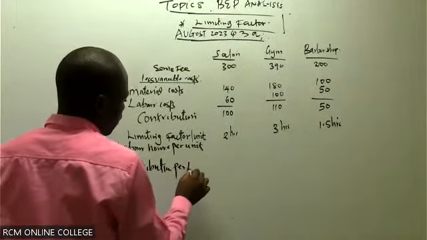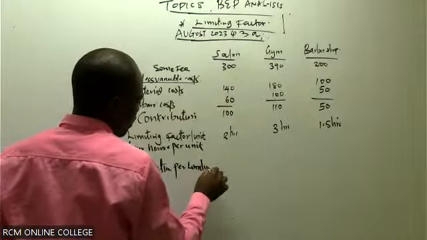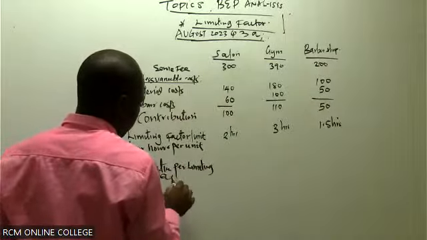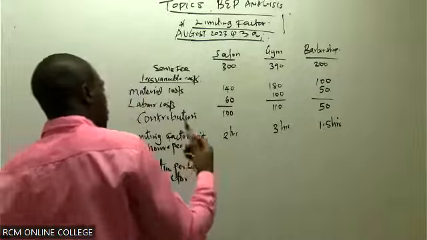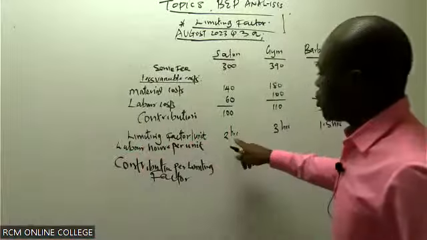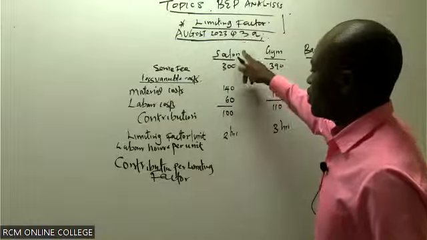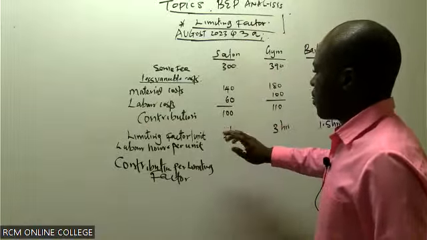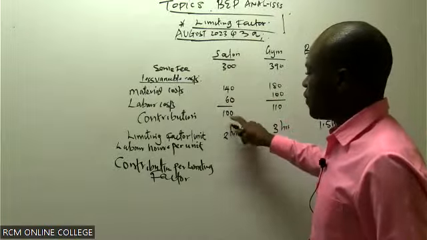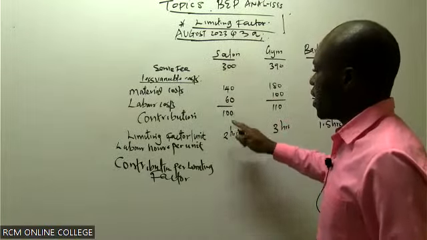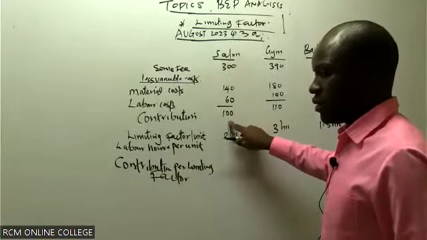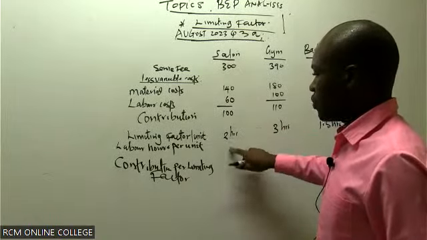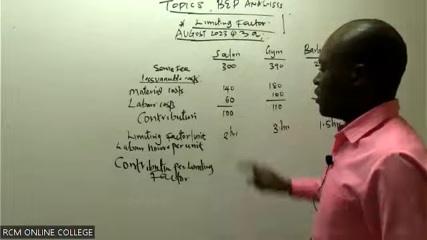Contribution per limiting factor. Contribution per labor hour. I need 2 hours to produce 1 unit or to serve 1 client under saloon, and the contribution under saloon is 100. So for every 2 hours that I'm going to spend, how much will it generate?